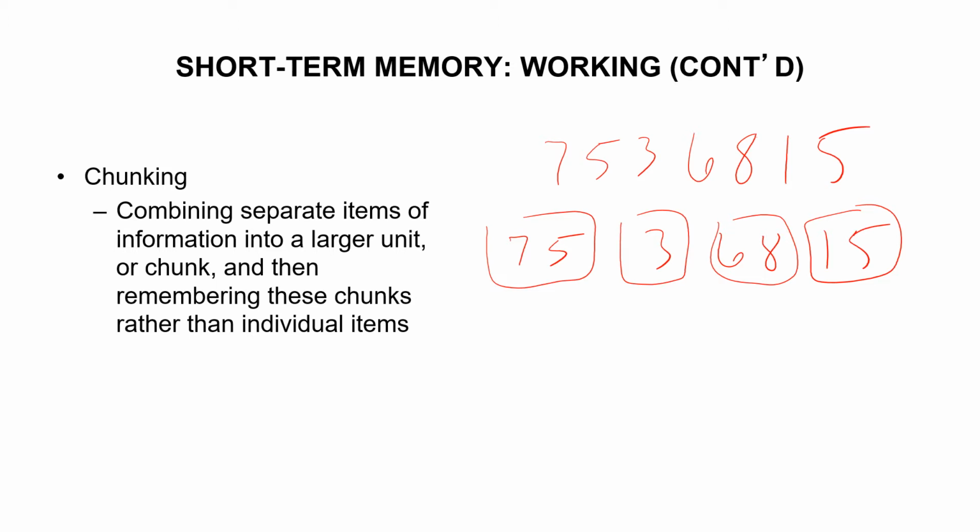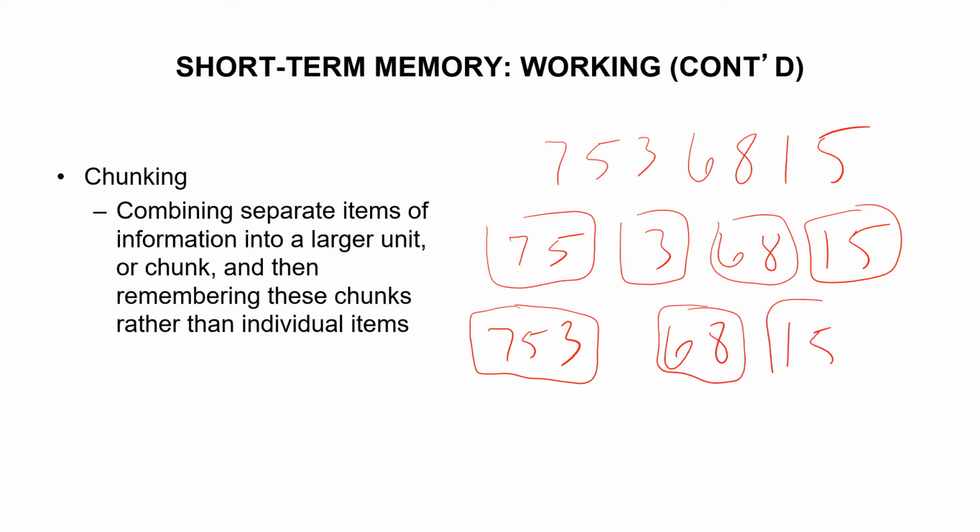We can now add more chunks of information beyond these 7 numbers because we've now chunked some of them together. How about we do 753, an easy chunk to remember because you're going down by 2s, so it's 7 then 5 then 3. 68, you're going up by 2s, 15. You're now down to 3 chunks. So you can add 4 more pieces of information. And sometimes you might even be able to add all of these together.